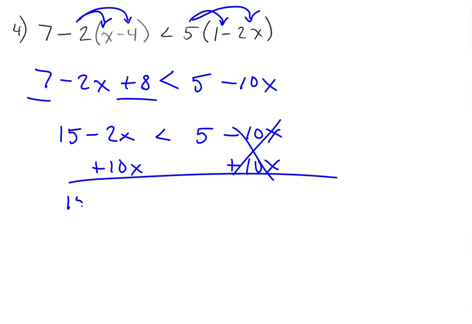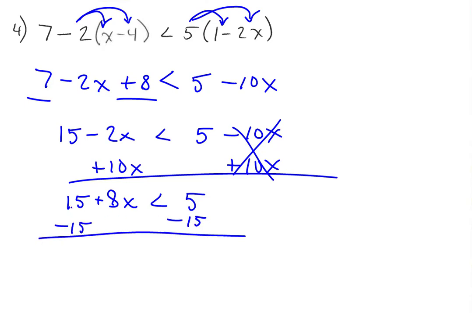On the left side now we'll have 15, and then we have this negative 2x plus 10x, which will give us positive 8x, and that is less than, on the right side all we have is 5. So we're getting there. We want x alone. Next we could subtract 15 to work on that. That'll leave us with only an 8x on the left side is less than. On the right side now we have 5 minus 15, which will be a negative 10.